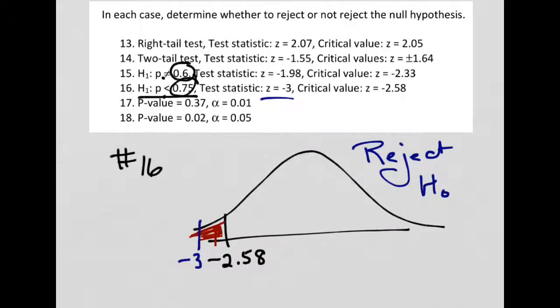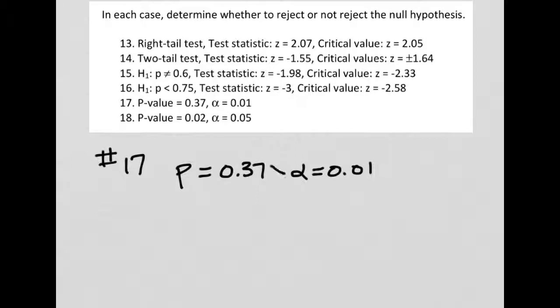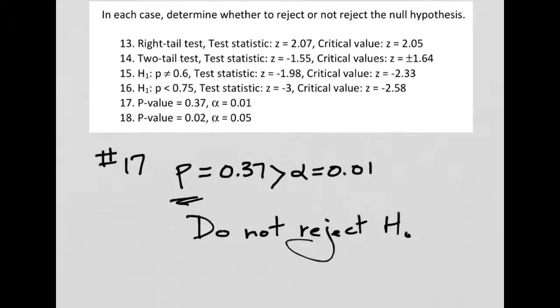So let's do 17 and 18 as well. All right, 17. Now in these, it's a lot easier, and I don't really bother drawing the distribution. I have P is equal to 0.37, alpha is equal to 0.01, and P is larger than alpha. So when P is larger, then you do not reject the null hypothesis. And that's the end of that one.